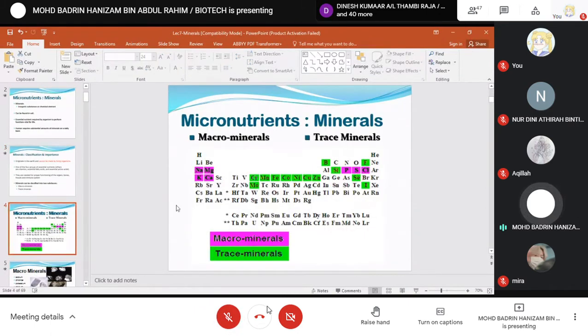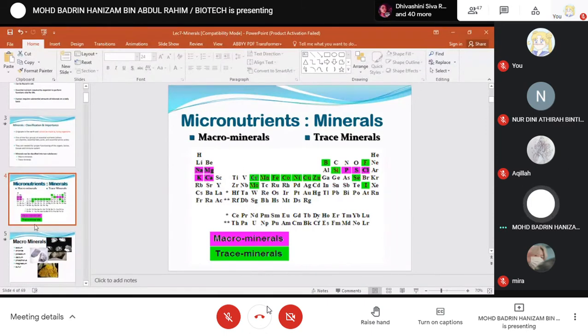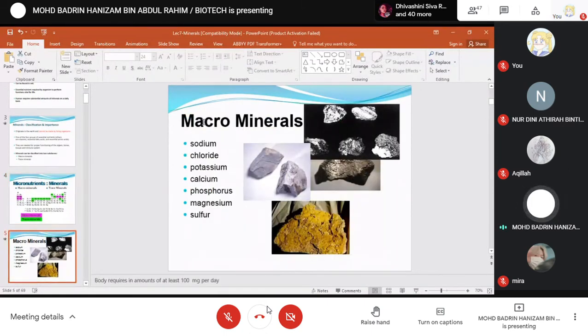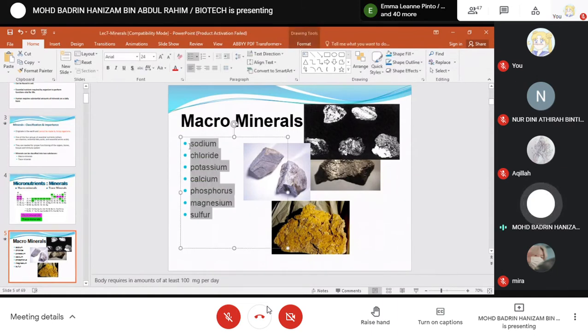Okay, you can see in this table, the pink box are macro minerals and the green box are trace minerals. Some are very common and some not very common. We go to macro minerals first. All right, macro minerals. We have 1, 2, 3, 4, 5, 6, 7 main macro minerals that are needed by our body. All of these are quite familiar to you, I think.